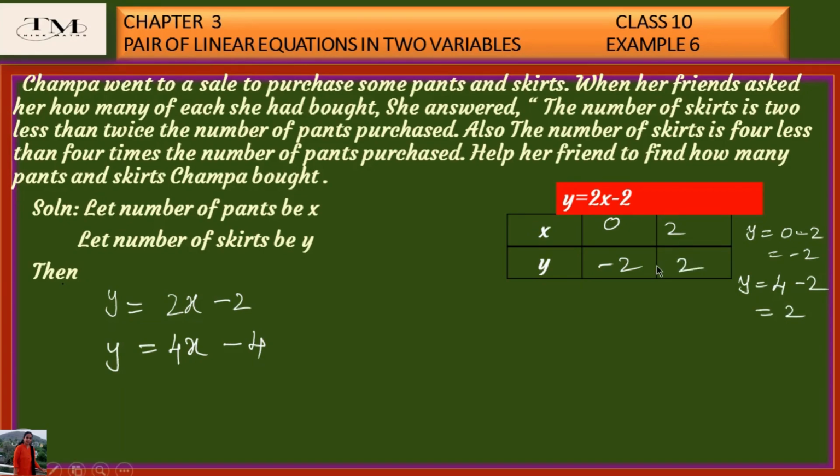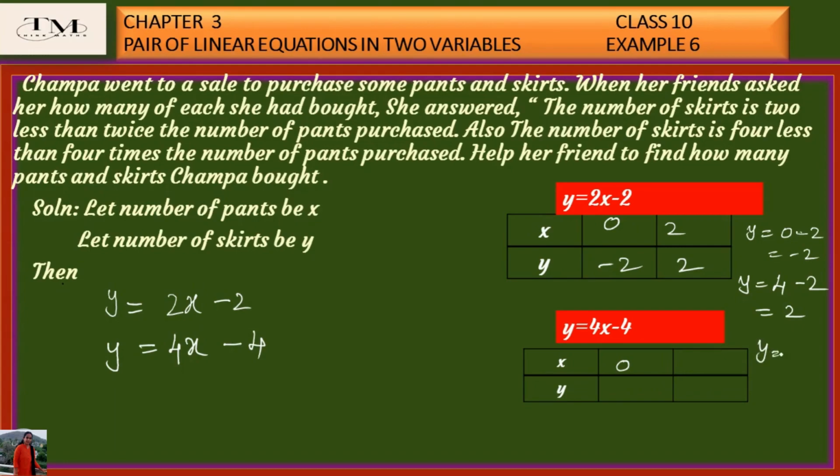In the same way, for the next equation, y is equal to 4x minus 4, we have to frame the table. First I am going to take x is equal to 0. When x is equal to 0, y will be equal to 0 minus 4, which is equal to minus 4. Next I am going to take x is equal to 1. When x is equal to 1, y is equal to 4 into 1 is 4, minus 4, which is equal to 0. So we mark the values.